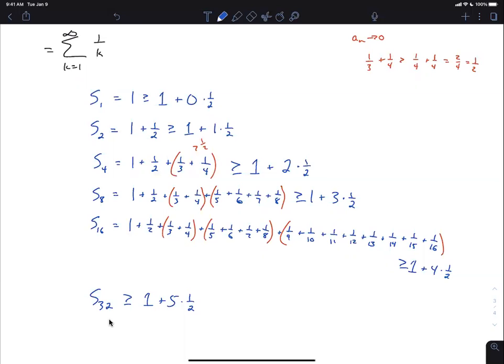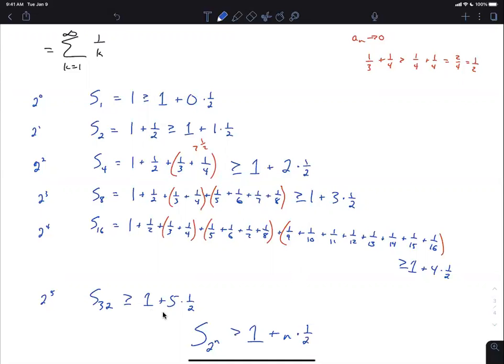This is 2 to the 0. This is 2 to the first. This is 2 squared, S sub 2 squared. This is 2 to the third, 8 is. 16 is 2 to the fourth. 32 is 2 to the fifth. And so S sub 2 to the n is bigger than 1 plus n times a half. Does that make sense? What does that mean about the series? It's a lot of complicated symbols, and it's a relatively complicated argument. But why is this important?